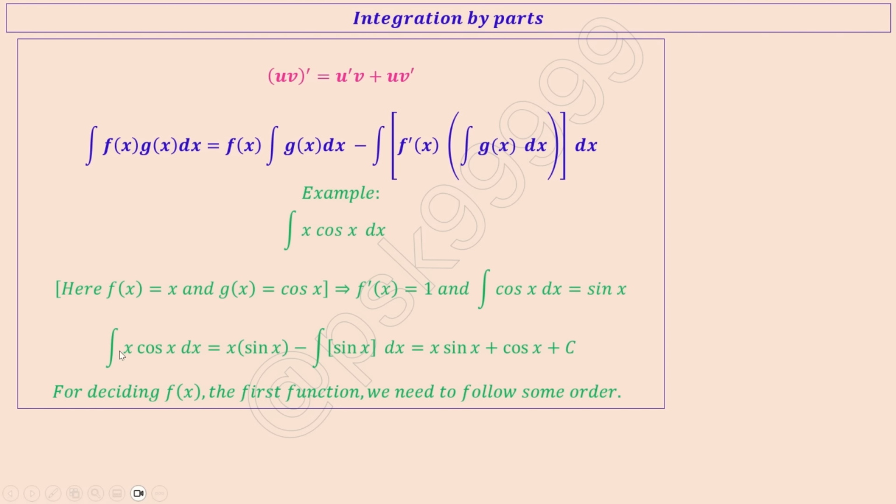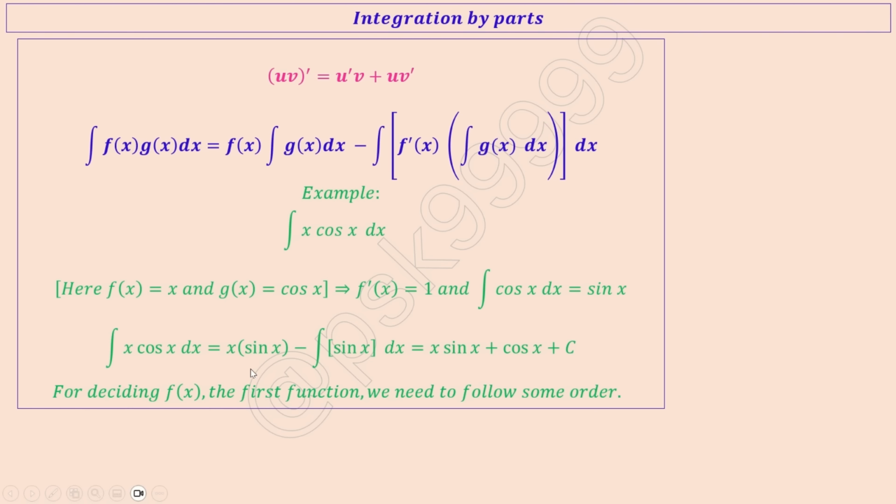Correct. Now I will replace this in the formula. So integration of x cos x dx is f of x into integration of g of x, that is 1 into sin x. Sorry, f of x, right? So x into sin x minus integration of 1 into sin x dx. That is integration of sin x. So overall the answer is x sin x plus cos x plus constant.